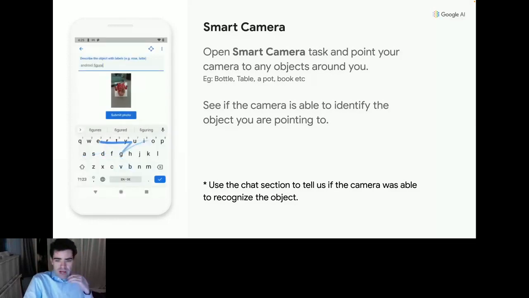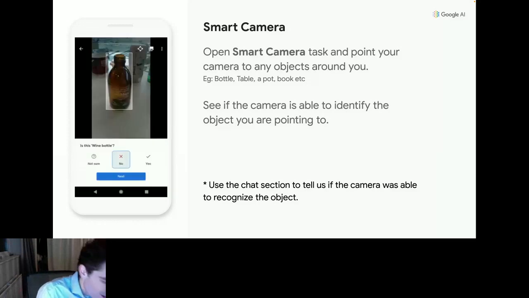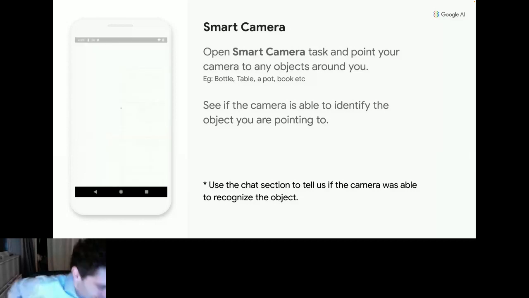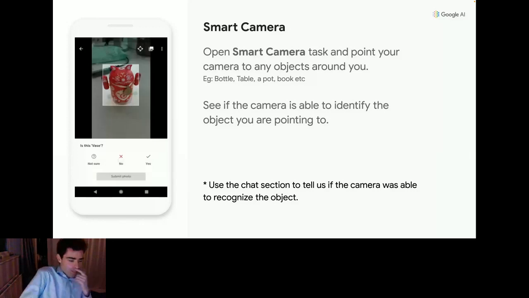And you can use the chat to tell us if the camera was able to do your object. Has anyone been able to do it? We've got like nine people. Probably everyone's an iPhone user. Honestly, I am too, so I can hardly complain. But you get the idea.